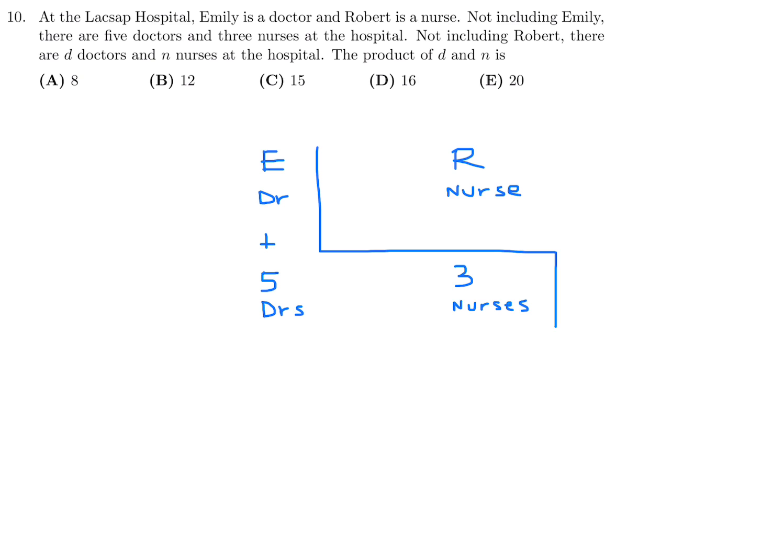Now, not including Robert, there are D doctors and N nurses. So there's D doctors, not including him. So that means all of these guys are D. So there's Emily and 5 doctors, so that means there's a total of 6 doctors. Not including Robert, there's N nurses. So in total, there was 3 nurses. Not including him, there's N nurses, so that means that N must equal 2. So they want you to find the product of D times N. Well, that's 6 times 2. And that is 12. So number 10, the answer is B.